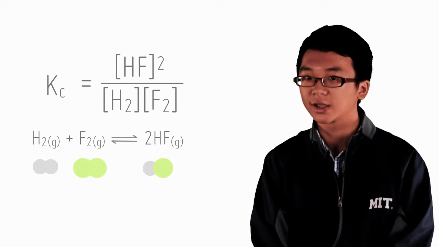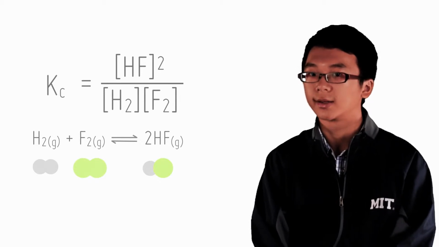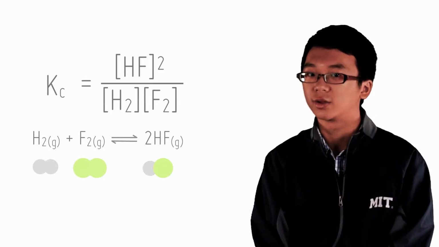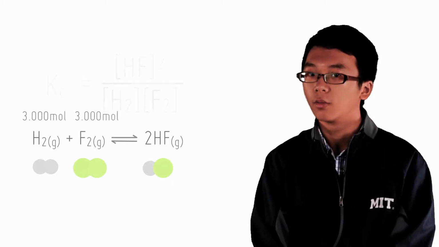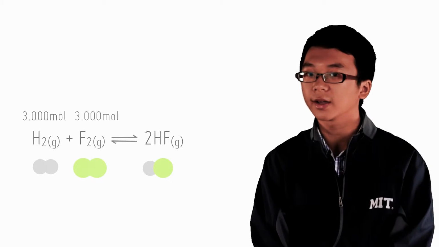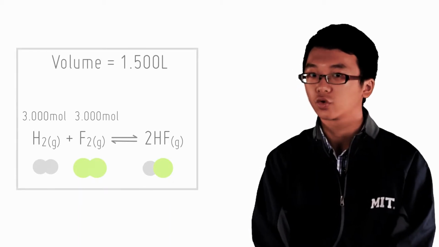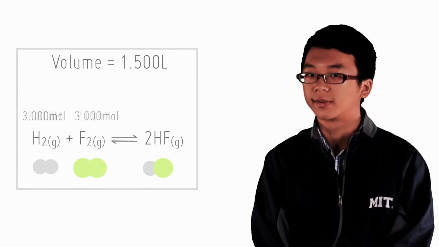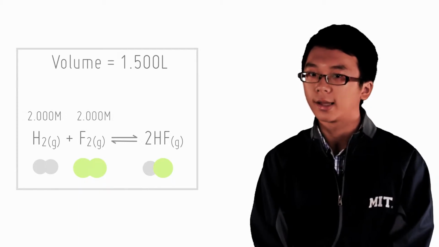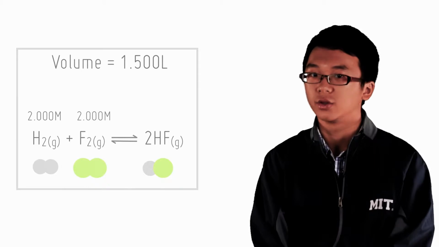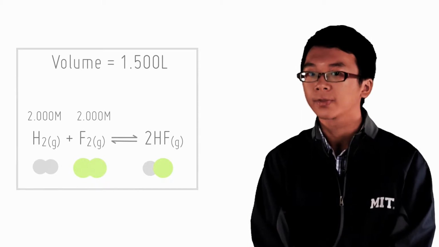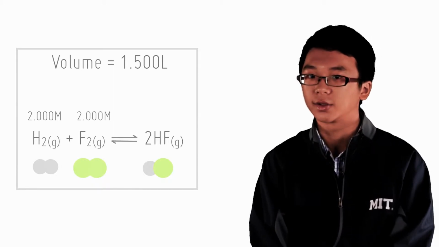What other information has been given to us in this question? It tells us that 3 moles of each reactant was added to the vessel, which is of volume 1.5 liters. So we can find the concentration of H2 and F2 initially at the start of this reaction. That gives us 3 divided by 1.5, which gives us 2 molar.